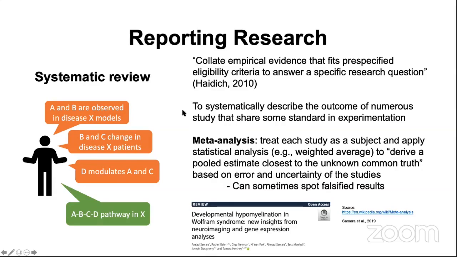Are there any questions about systematic reviews and what it means to do one?